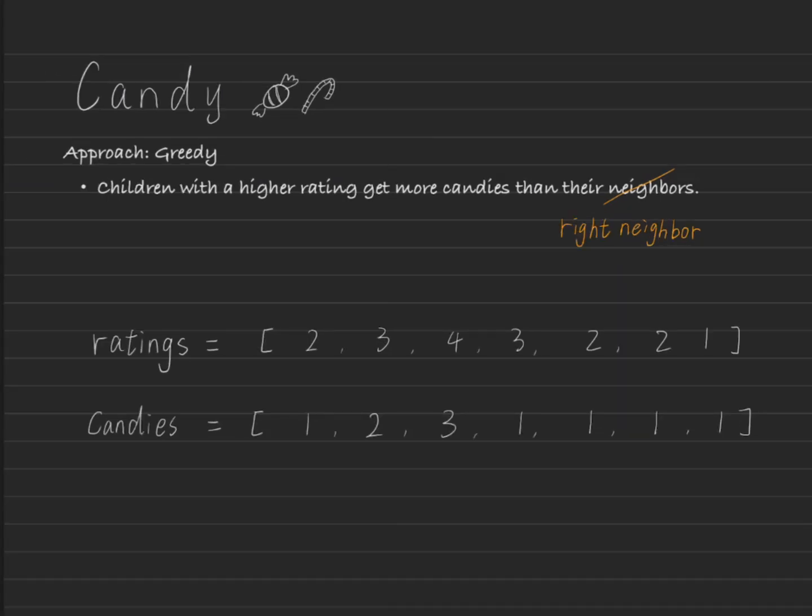Finally, we look at the right neighbor. So children with a higher rating should also get more candies than their right neighbor. That means looking at the ratings list from right to left. If the current rating is higher than its right neighbor, but the candy count is not higher, then we need to give this child 1 more candy. Otherwise, we can leave the candy count untouched. We have 1, 2, 3, 2, 1, 2, 1. And the sum of it is 12.